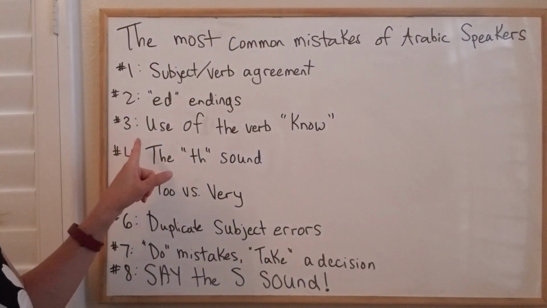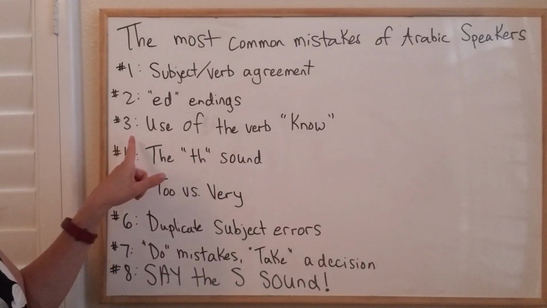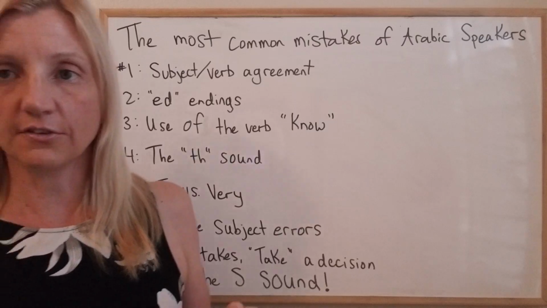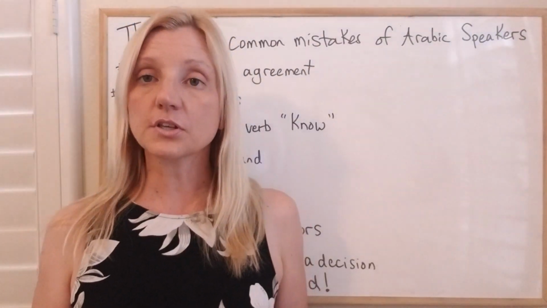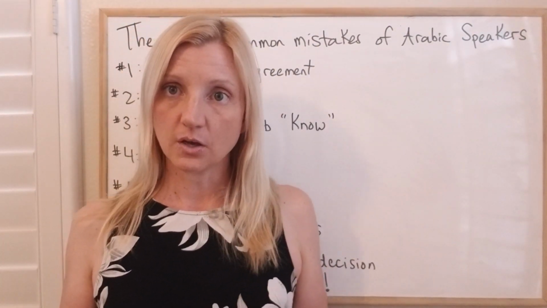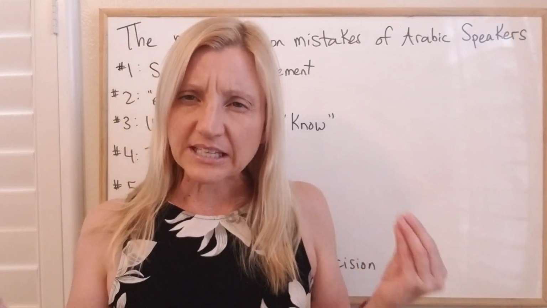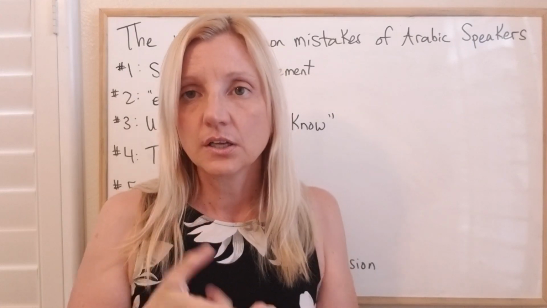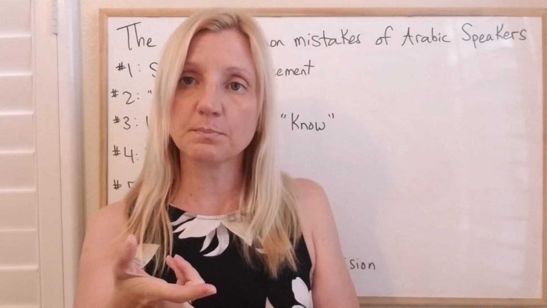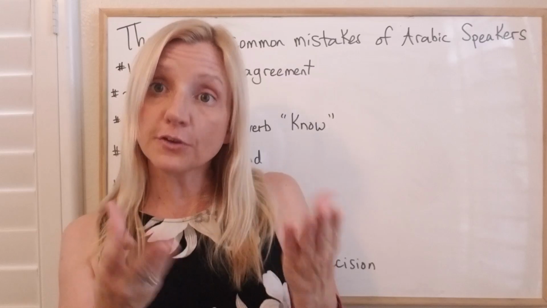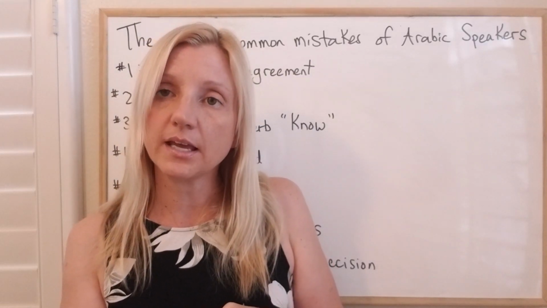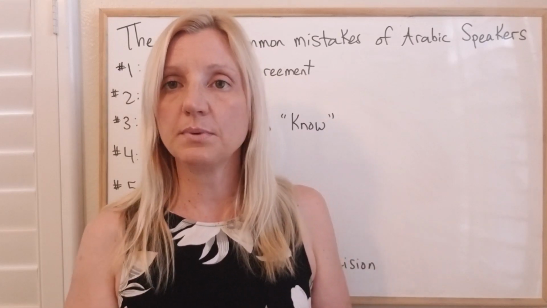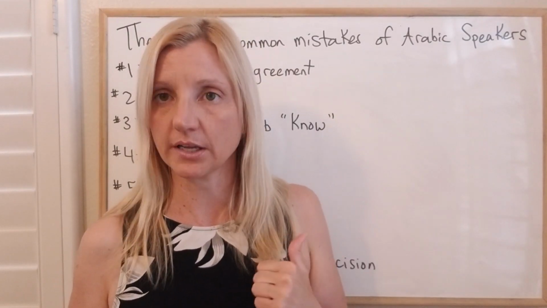Okay. Third, the use of the verb no, or I should say the overuse of the verb no. So there are many different ways that we say when something is new, we don't say no. We say find out or discover, or if it's a person, meet. So for example, an Arabic speaker might say, I know my husband at a party. No. It would be, I met my husband at a party.